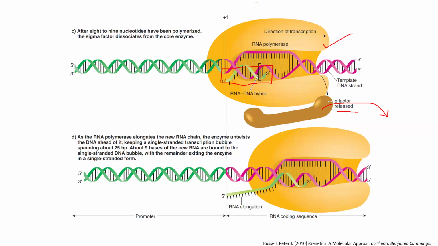The enzyme untwists the DNA ahead of it. So in this step, the untwisting has happened till here. In the next step, further untwisting has happened. So the enzyme untwists the DNA ahead of it, keeping a transcription bubble of about 25 base pairs. And behind the untwisted region, the DNA can reform into the double-stranded helix. And about 9 bases of the new RNA are bound to the single-stranded DNA bubble, while the remainder of the RNA exits the enzyme in the single-stranded form.